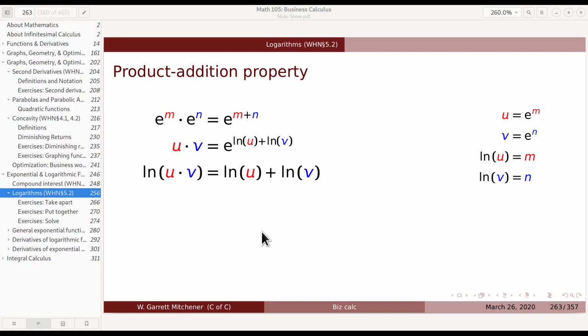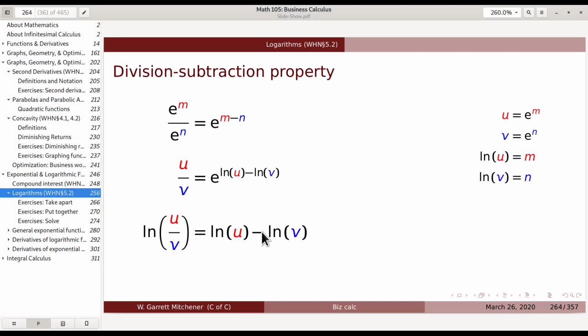Now, just like you can take the logarithm of multiplication and get something useful, you can take the logarithm applied to division and get something useful. Here's the algebra behind that. I'm going to start with e to the m over e to the n equals e to the m minus n. That's just a property of exponents.